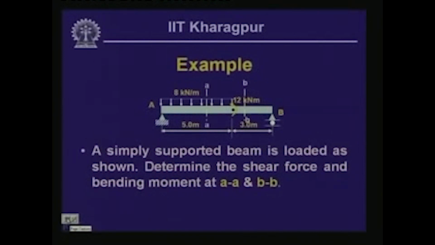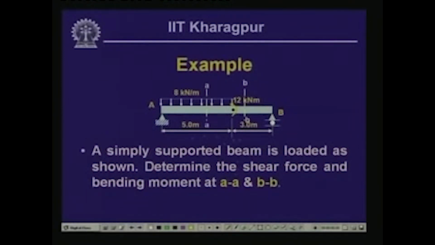Well, now these aspects which we have discussed, let us look into those criteria through this particular example. In fact, this particular example I had given to you last time for your solution. Let us look into what information we can extract from it. A simply supported beam AB is loaded as indicated over here. What we need to do is evaluate the shear force and bending moment at AA and BB. Two sections, two locations are marked, AA and BB. At these two locations we will have to find out the shear force and bending moment.